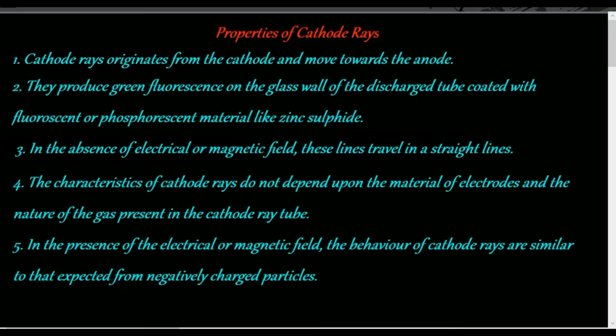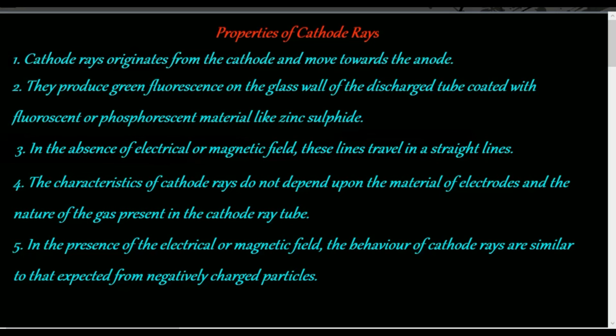Number 3, in the absence of electrical or magnetic field, these rays travel in straight lines. Number 4, the characteristics of the cathode rays do not depend upon the material of the electrodes and the nature of the gas present in the cathode ray tube. And at last, in the presence of the electrical or magnetic field, the behavior of the cathode rays is similar to that expected from negatively charged particles.